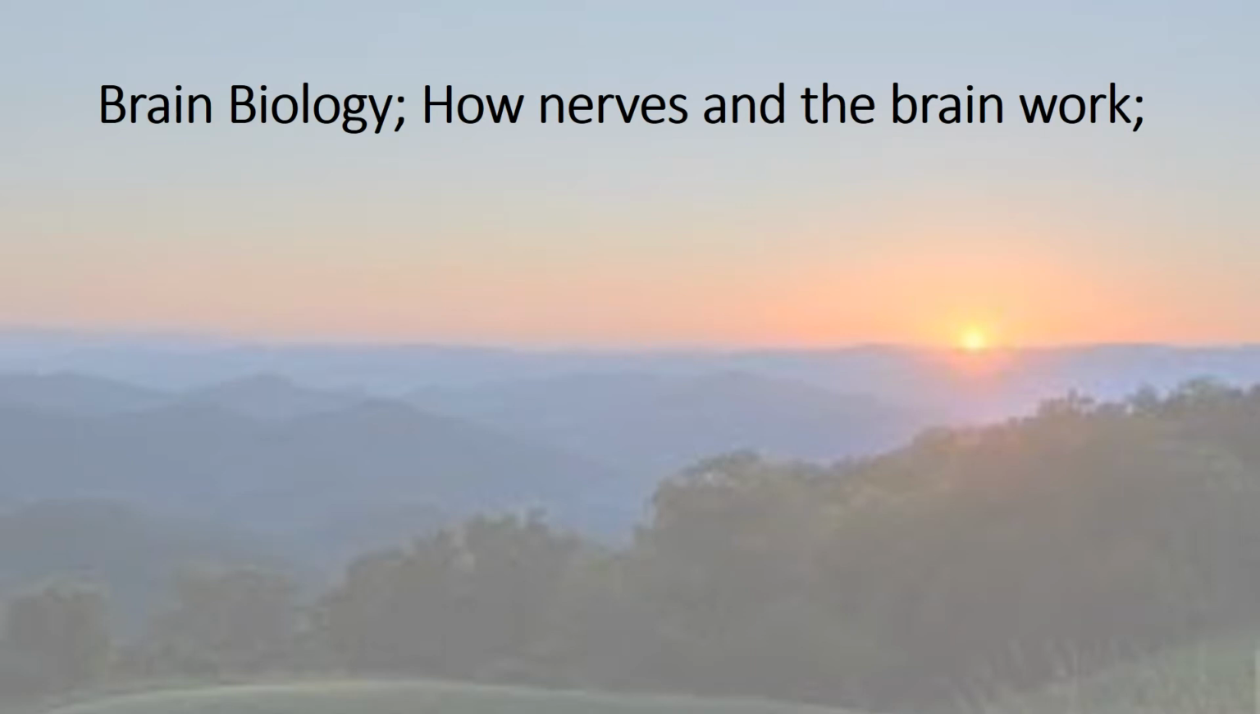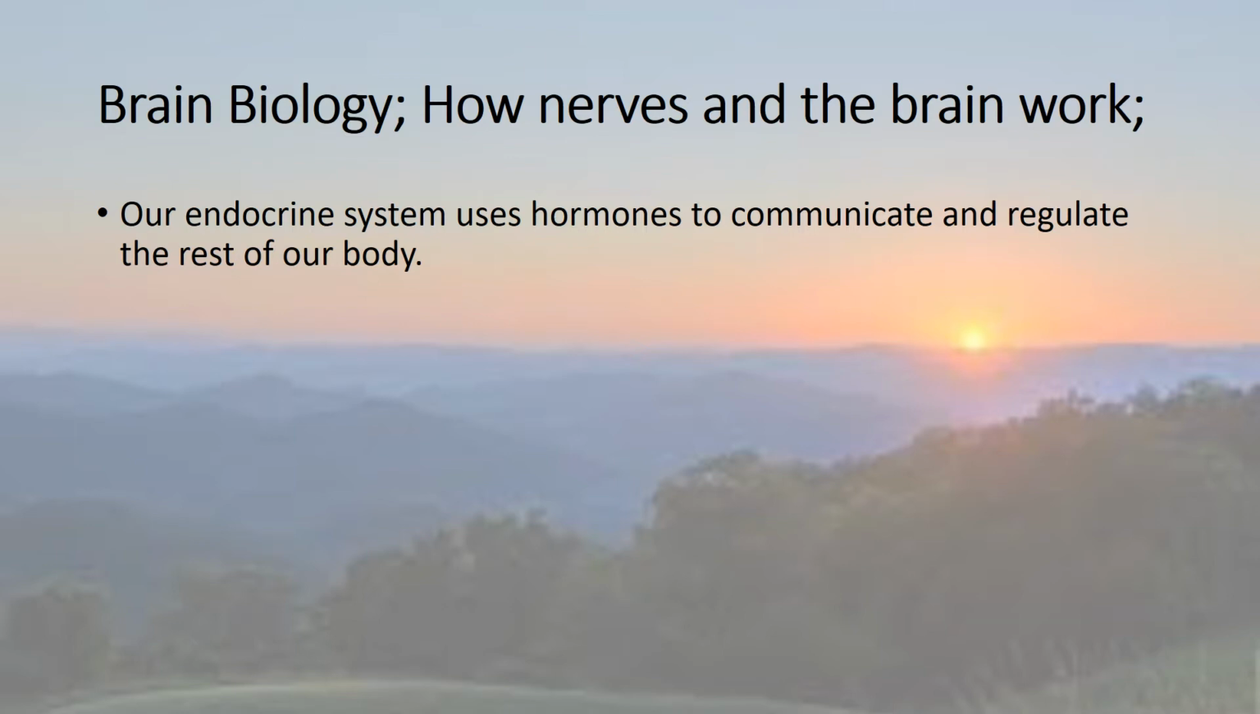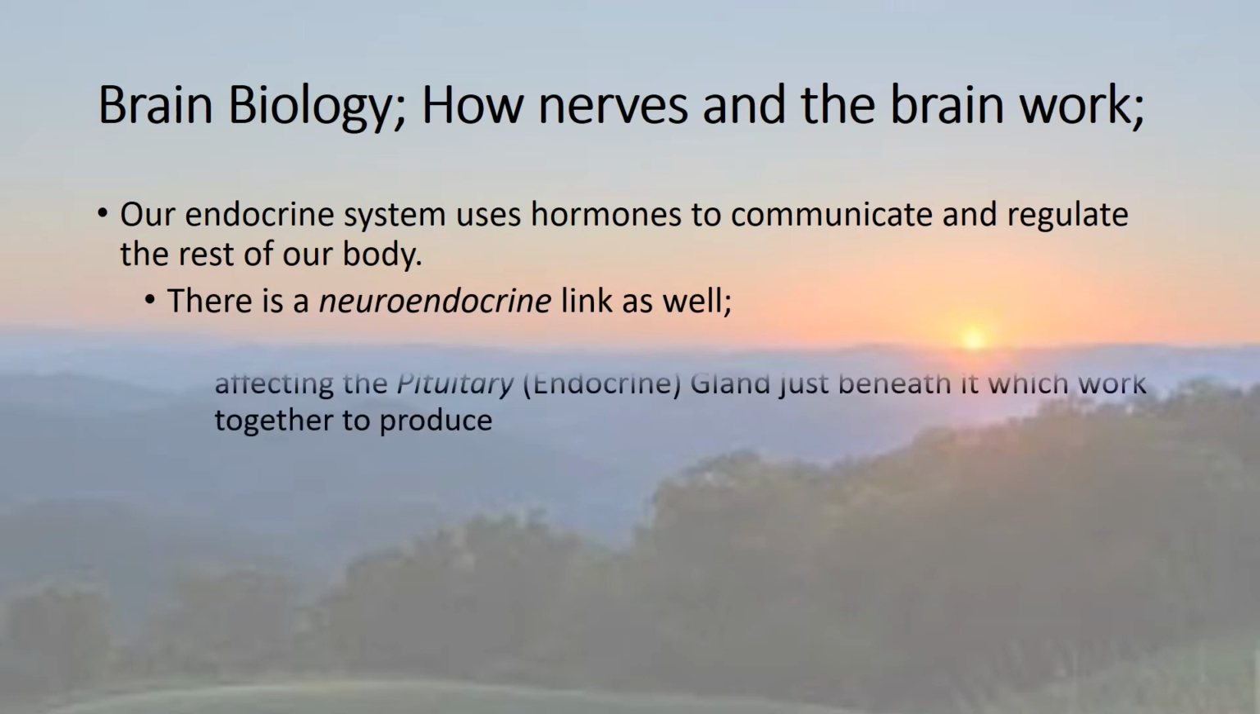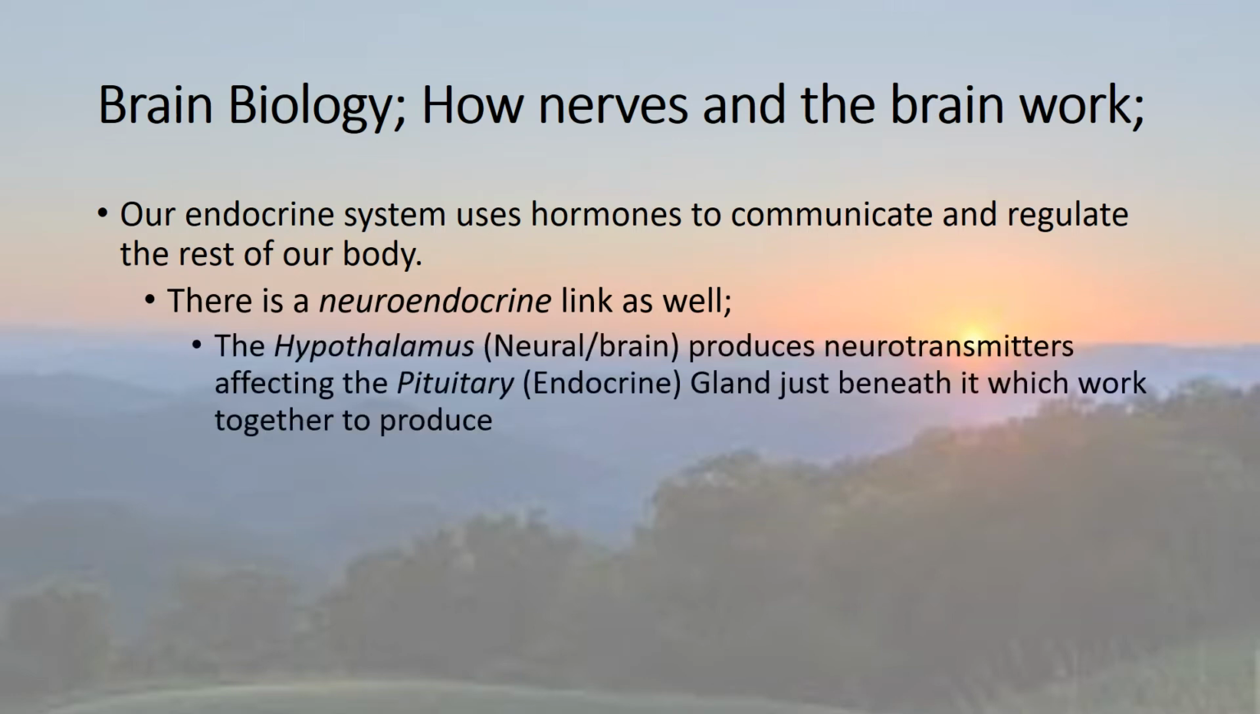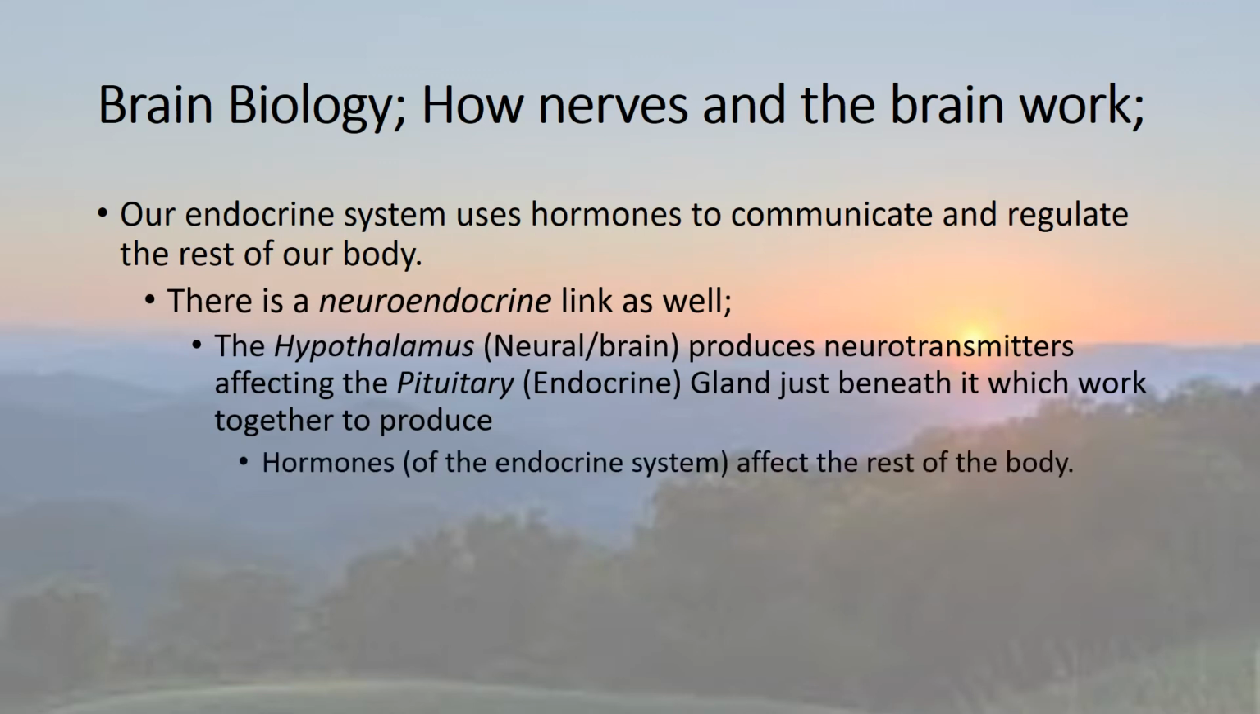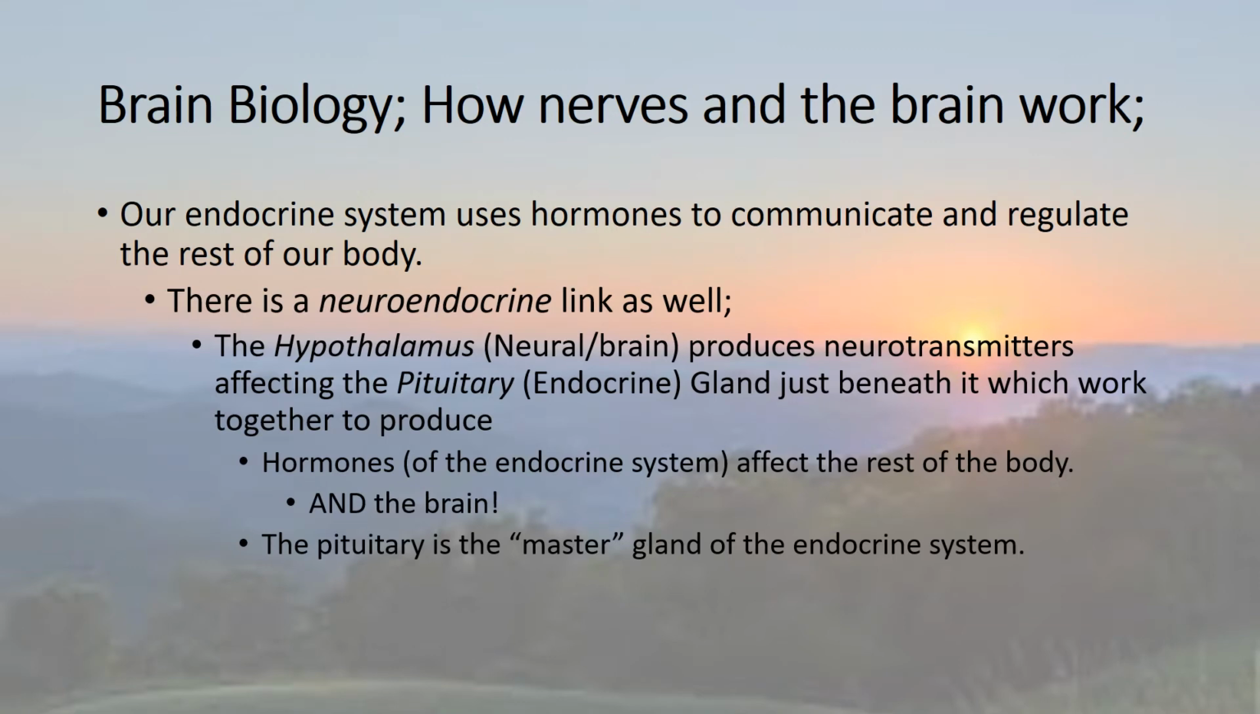Our endocrine system uses hormones to communicate and regulate the rest of our body. There is a neuroendocrine link as well. The hypothalamus, the neural brain link, produces neurotransmitters affecting the pituitary gland just beneath the hypothalamus. The pituitary is the master gland that regulates hormones all over the body. This affects not only the rest of the body, but the brain as well. The pituitary is the master gland of the endocrine system. It regulates every other gland in our endocrine system.